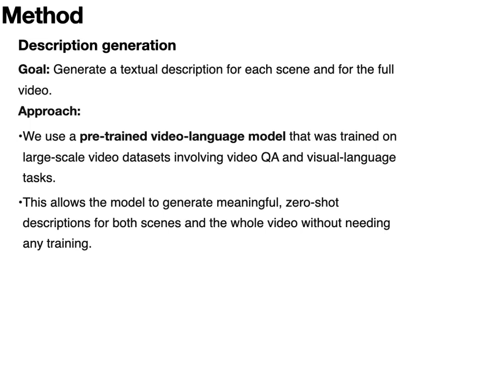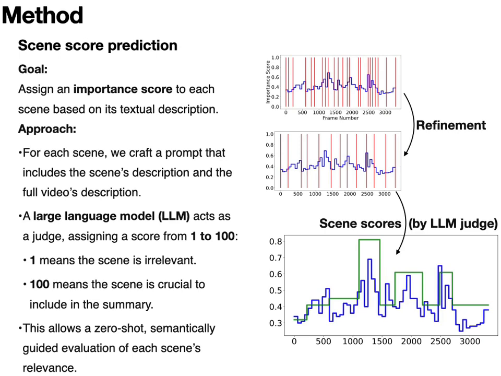Phase 2. Description generation. The goal is to generate a textual description for each scene and for the full video. We use a pre-trained video language model that was trained on large-scale video datasets involving video Q&A and visual language tasks.